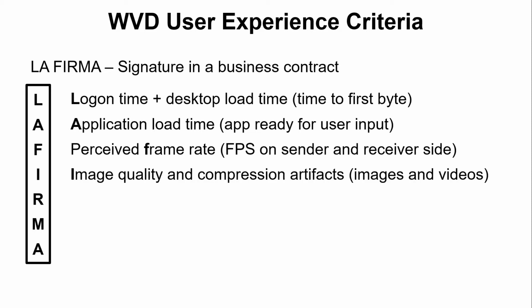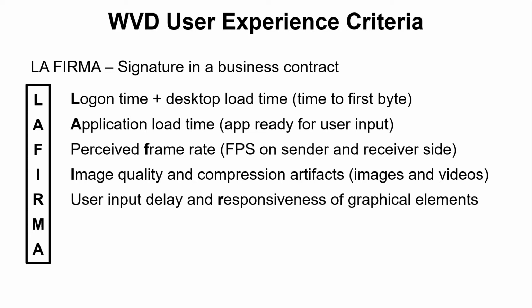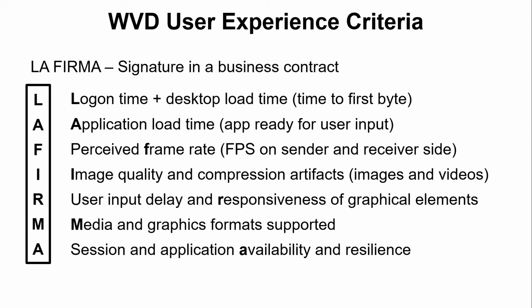I is image quality and compression artifacts. R is user input delay and responsiveness of graphical elements. M stands for media and graphics formats supported. A, session and application availability and resilience.